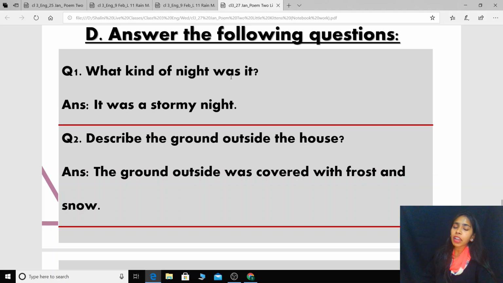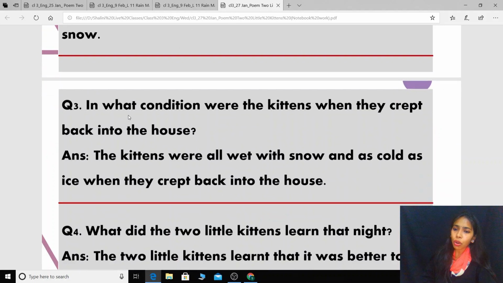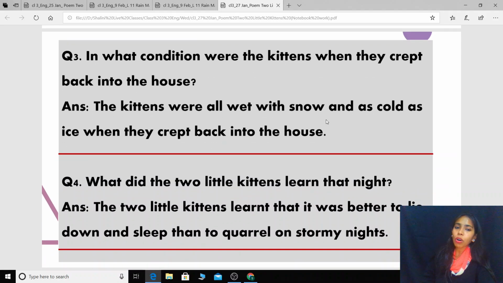So what kind of night was it? It was a stormy night. Describe the ground outside the house. The ground outside was covered with frost and snow. In what condition were the kittens when they crept back into the house? The kittens were all wet with snow and as cold as ice when they crept back into the house.